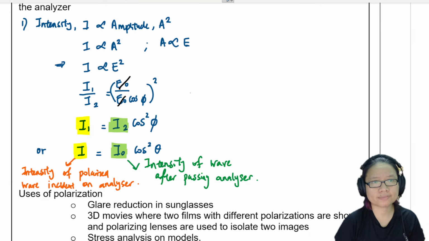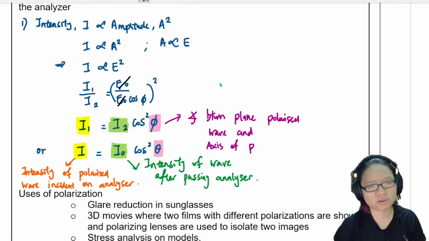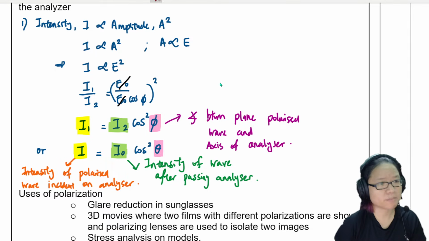And what is theta? Well, my friend, theta or phi, these two is the angle between the plane polarized wave and the axis of the polarizer. Sorry, axis of analyzer. This is Malus Law using this equation.